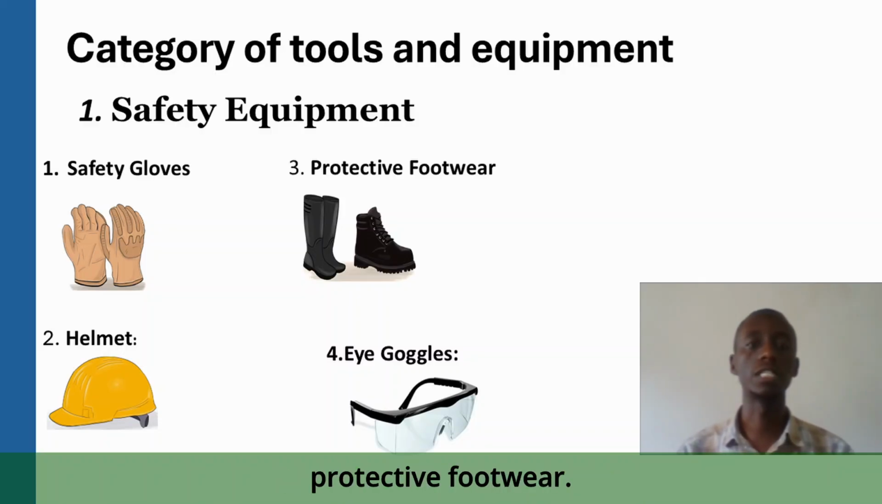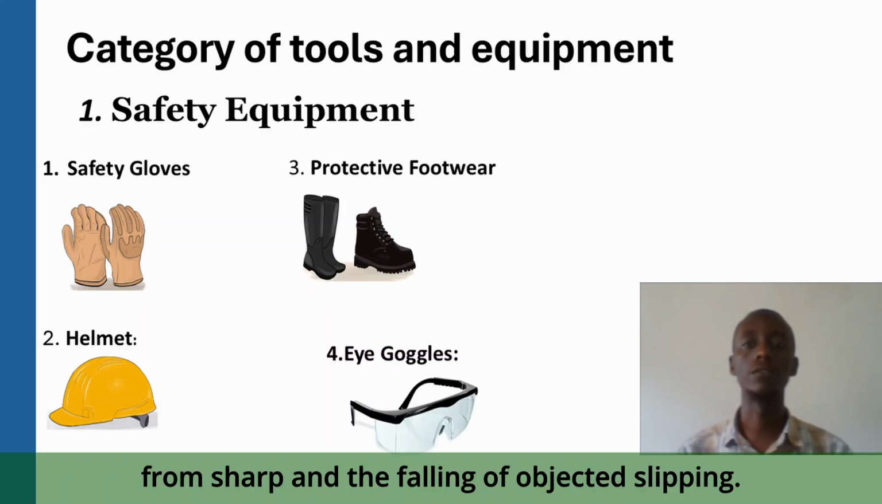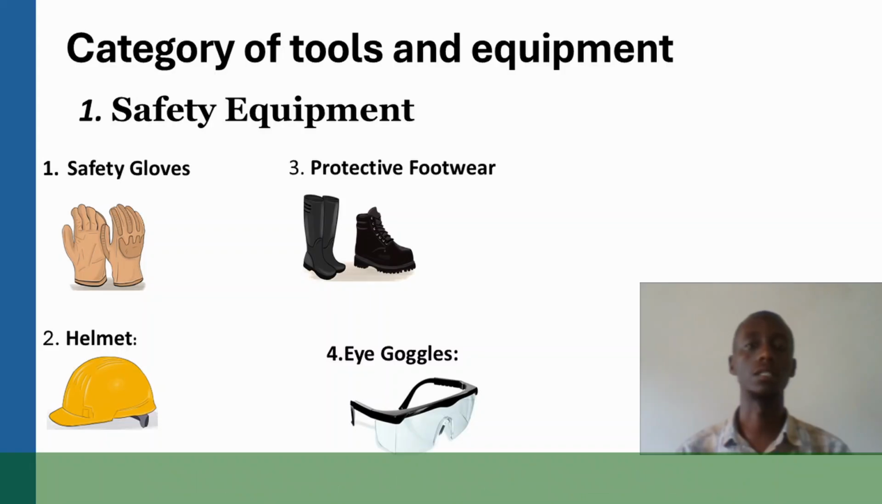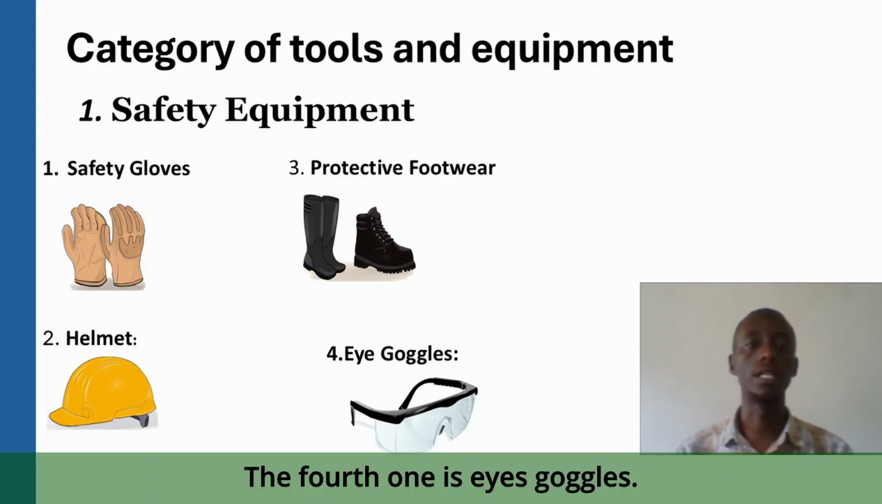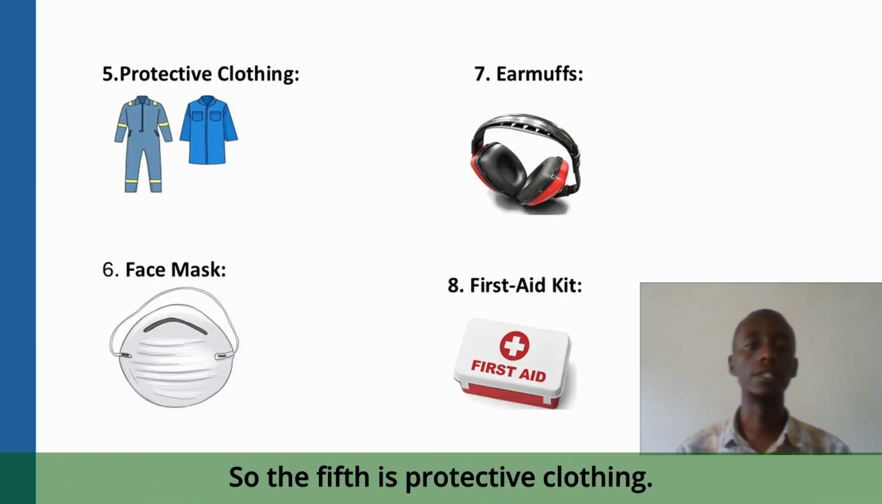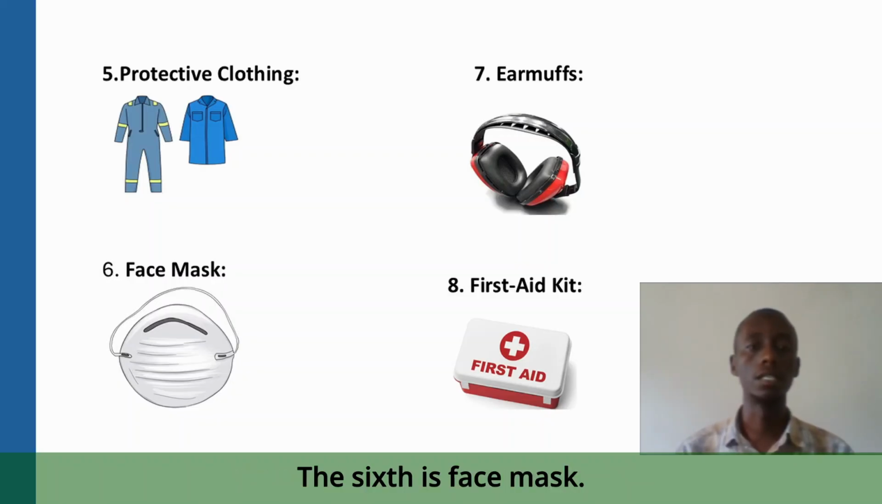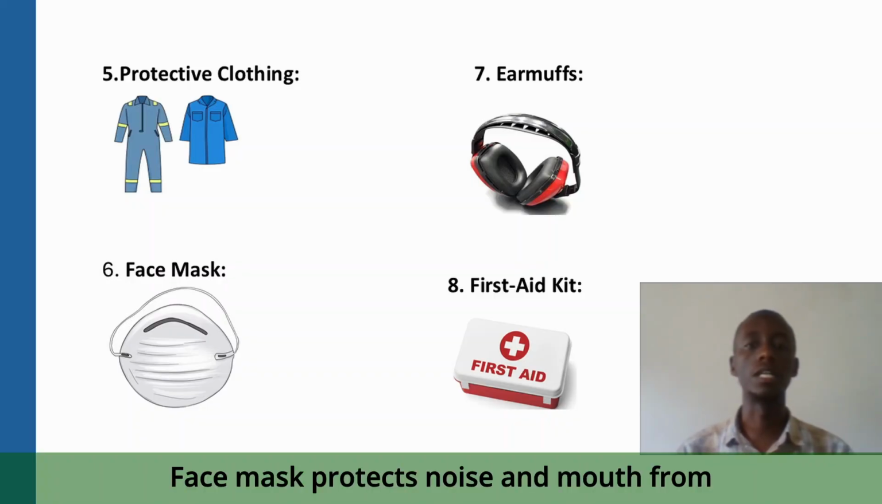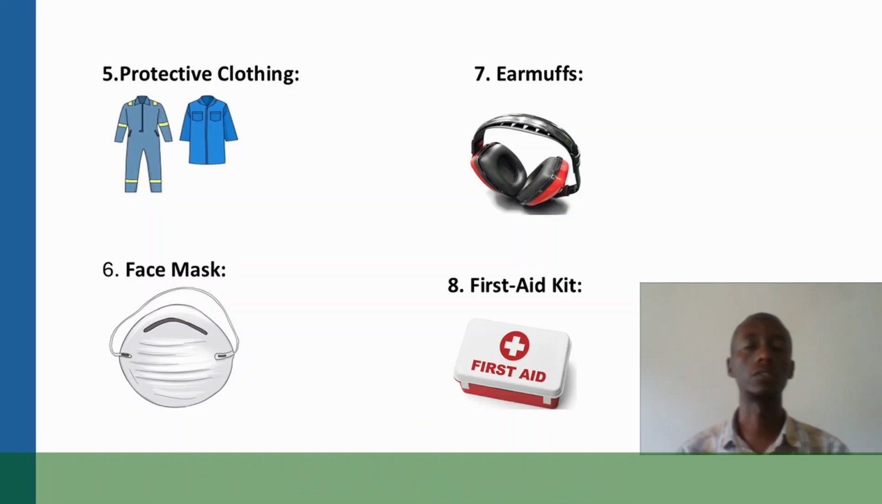The third one is protective footwear, which guards feet from sharp and falling objects. The fourth is eye goggles, which protect eyes from dust, smoke, and sharp materials. The fifth is protective clothing, which protects from heat, chemicals, and chemical hazards. The sixth is the face mask, which protects nose and mouth from dust and air contamination.